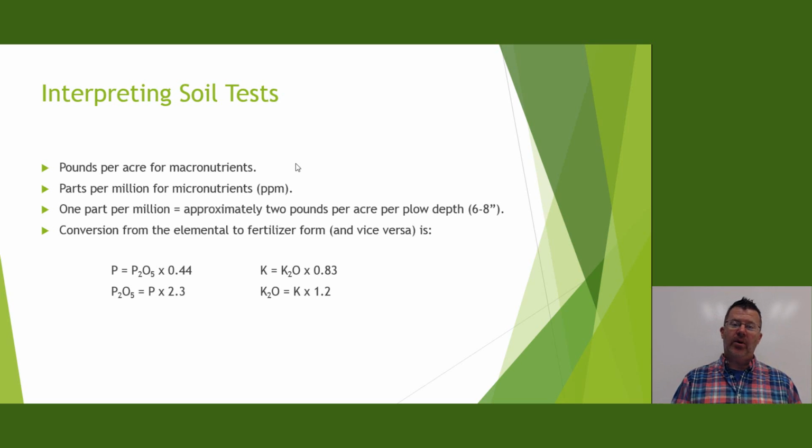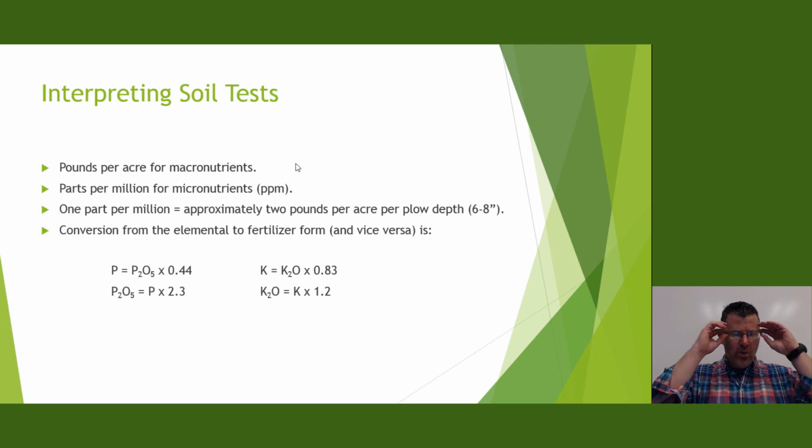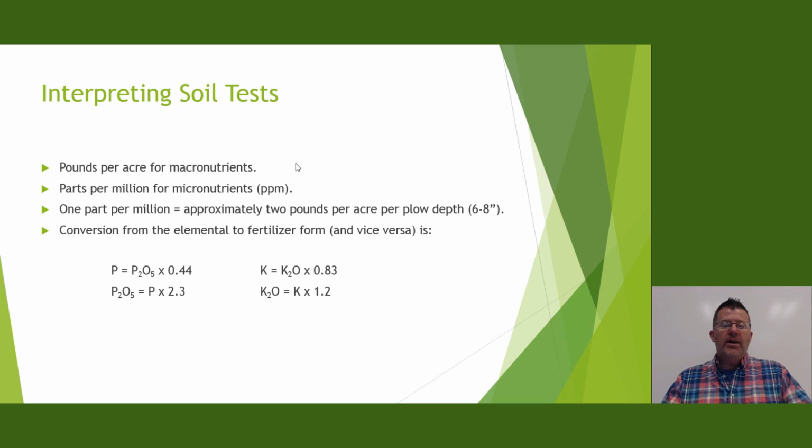Macronutrients are going to be pounds per acre, a lot heavier application. One part per million is equivalent to approximately 2 pounds per acre at a plow depth of 6 to 8 inches. And then the conversion from the element to fertilizer form and vice versa is stated here. So we have the element form, phosphorus. We're going to go to that superphosphate, the fertilizer form, and we're going to multiply it by 0.44.